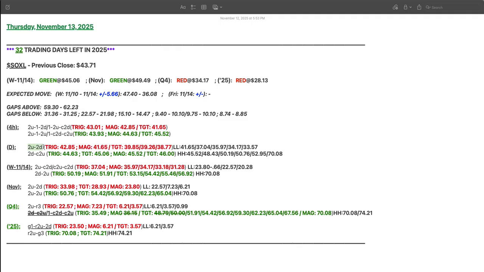So let's start over here on the day. If we go to the downside, we get a two up, two down. That triggers at 42.85 with the magnitude of 41.65. And then we've got some extended targets out here that are some previous levels of support.